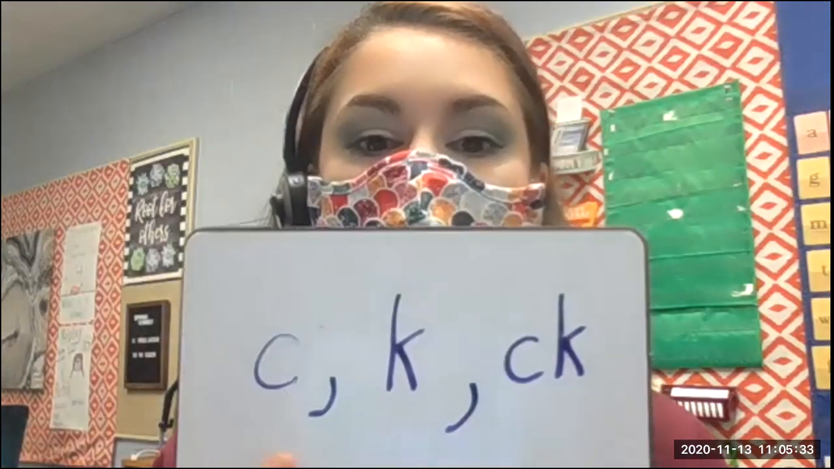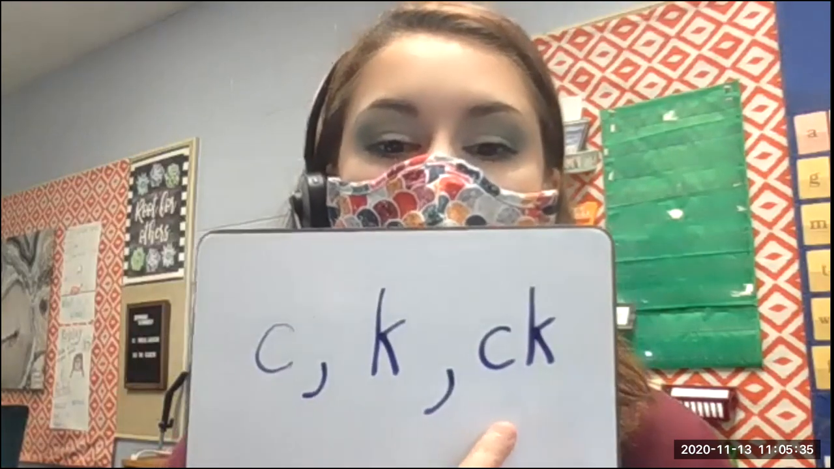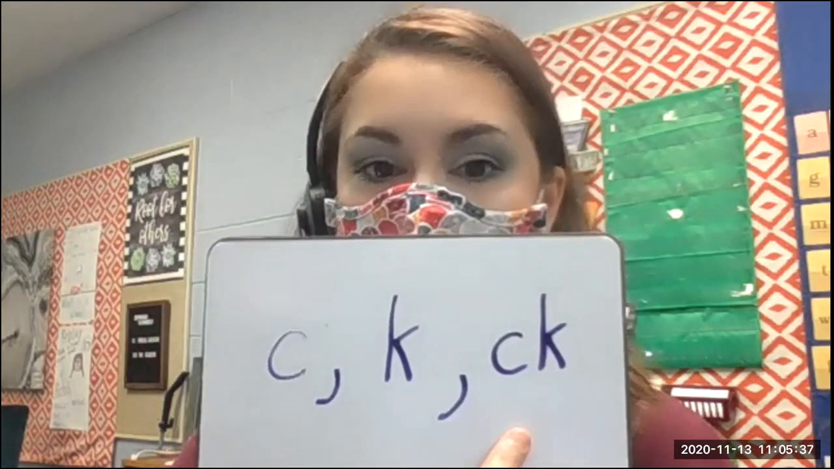All right, so we have C says, and K says, and CK says. All right, now we are ready to move down to real words. Remember, when we want to spell a word and we're not sure how to spell it, all you have to do is tap the sounds and then write what you hear. Here we go. Number 1, the word is bam. B-am, bam.